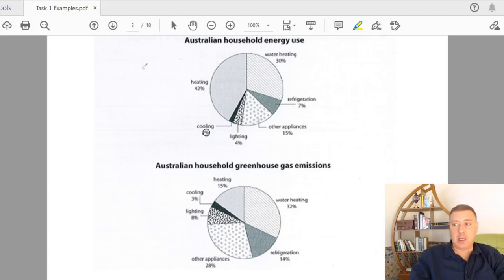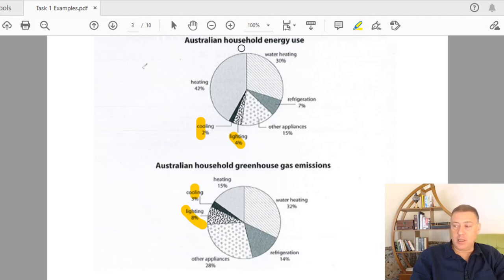So again, you might be able to combine certain ones depending on, if you look at cooling, lighting in both sections, they are quite small percentages, although lighting does increase. You've got 12 pieces of information, and simply describing them is what you want to do.